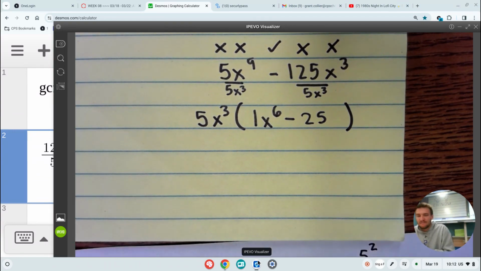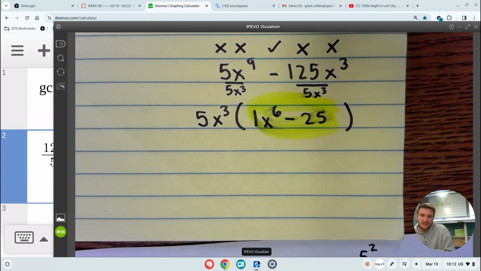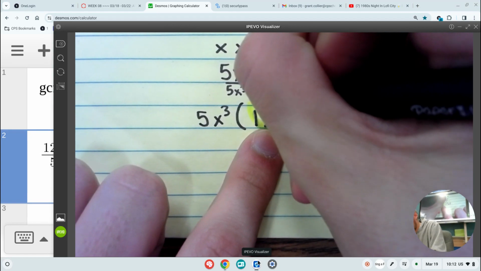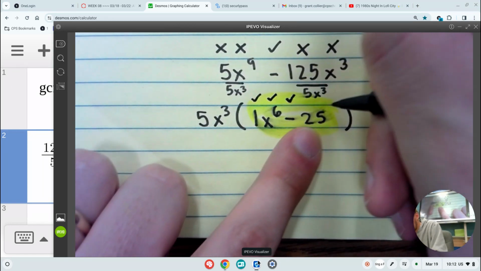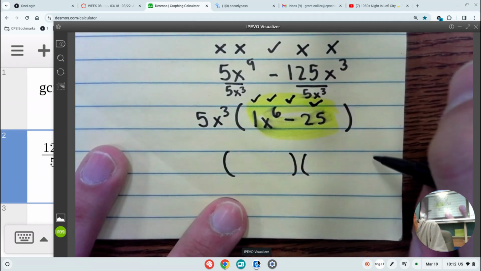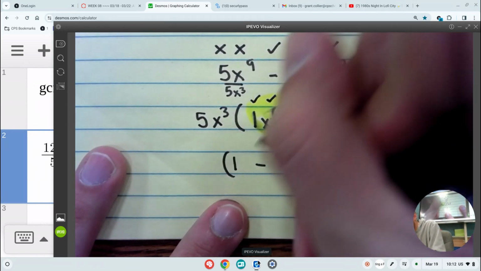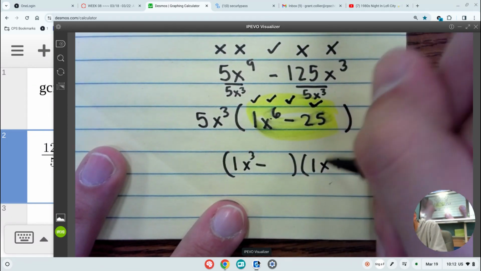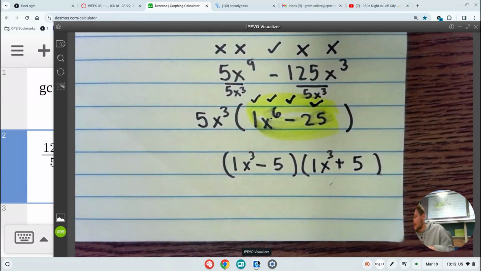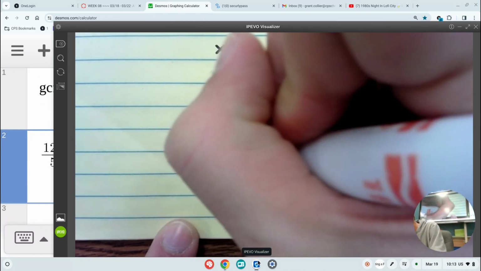At first, this was not looking good, but now it is looking good because now x to the 6 is a perfect square that can be cut in half, and negative 25 is perfect. So now, parentheses, a minus, a plus, 1 makes 1 and 1. X to the 6 makes x cubed and x cubed. 25 makes 5 and 5. And don't forget to bring down whatever your GCF was, 5x cubed.